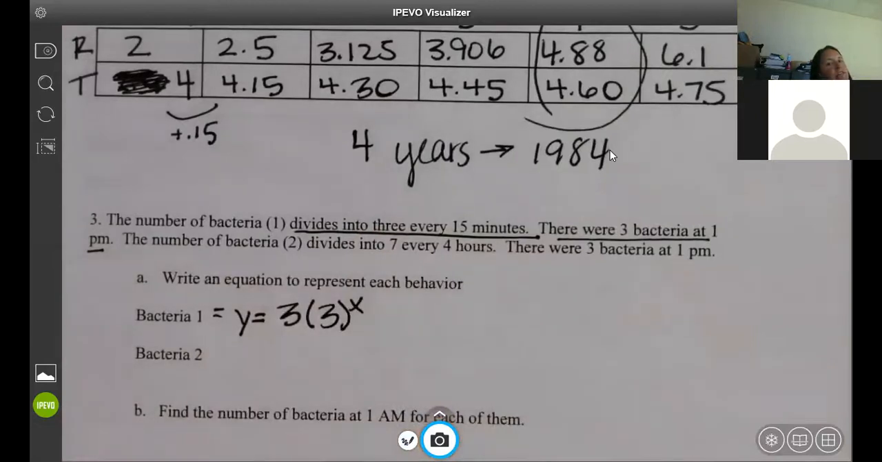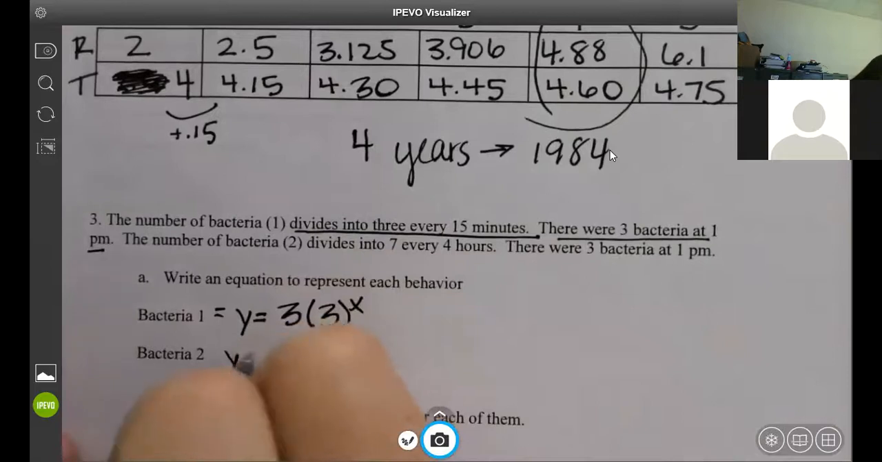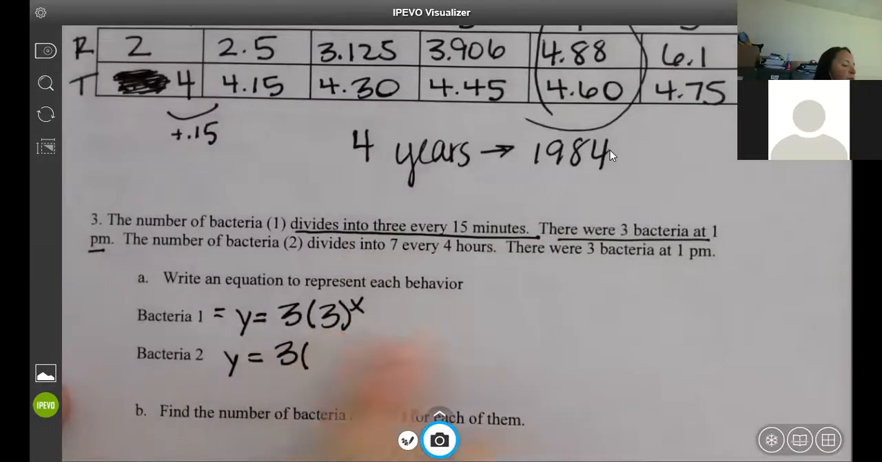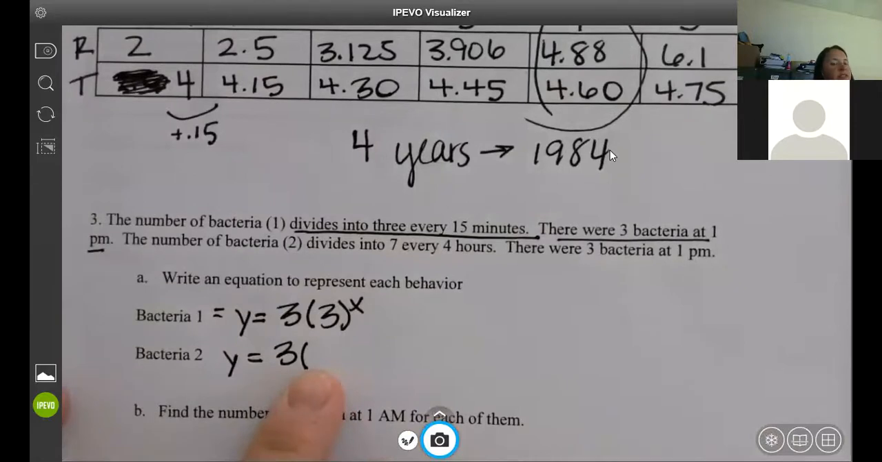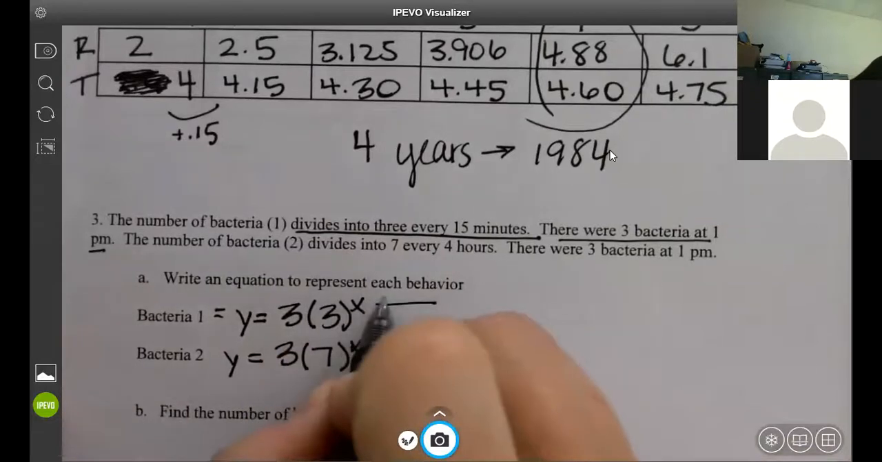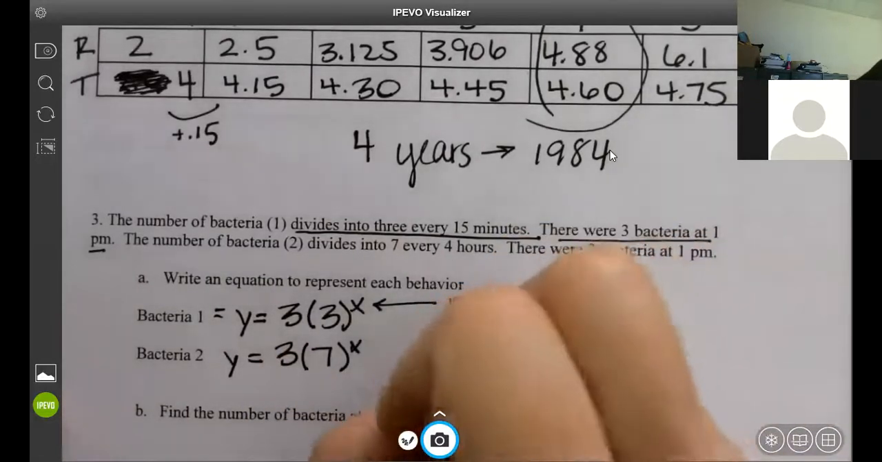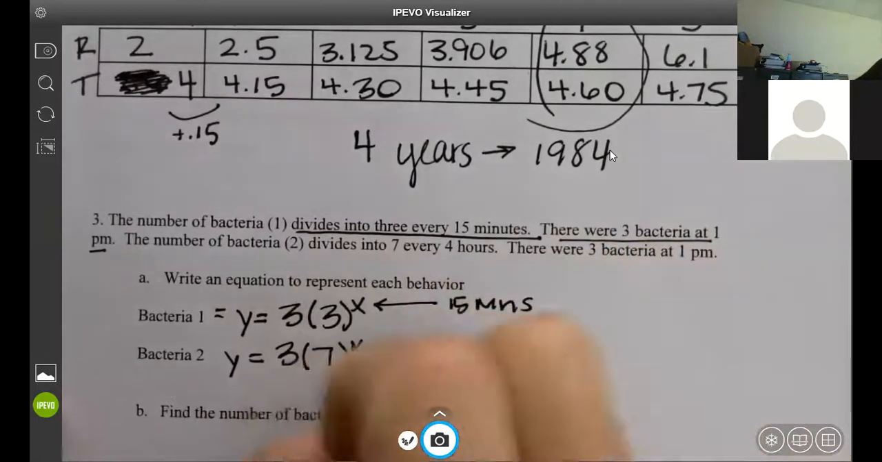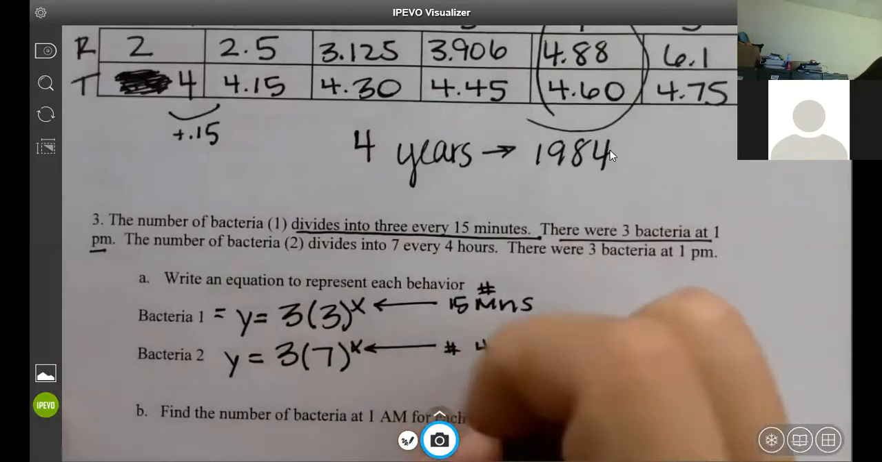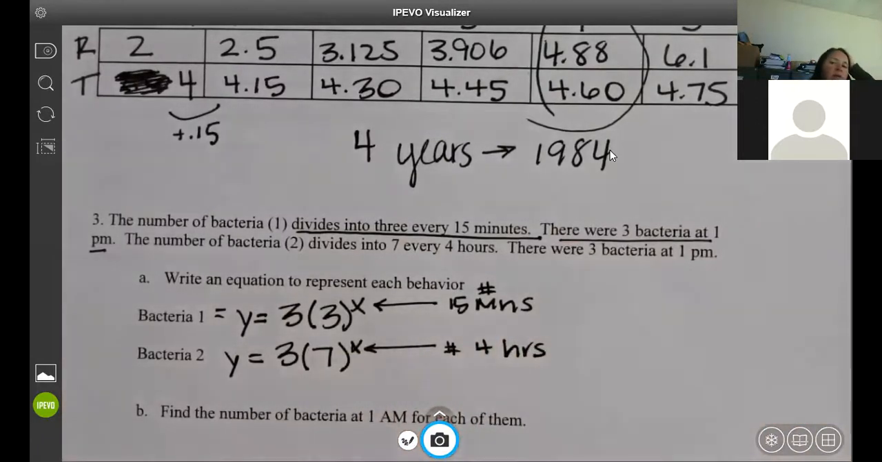What about bacteria 2? It divides into 7 every 4 hours. So how would I write this one? What do we start with? 3. If we use 3 as our multiplier when it said it divides into 3 every 15 minutes, what do we use for our multiplier on this one if it says it divides into 7? 7. Good. Now be careful because this x represents the number of 15 minutes, and this one represents the number of 4 hours.